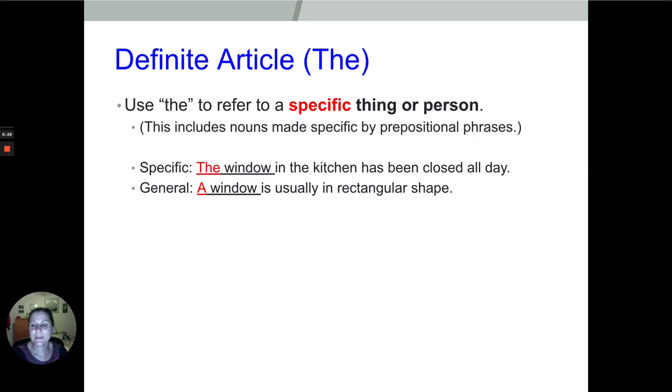So in contrast to a, we use the to refer to a specific thing or person, like the window in the kitchen has been closed all day. So this is a specific window in the kitchen. And a lot of times it's made specific by a prepositional phrase after it. Right? I'm talking about something specific. Which window? Oh, the window in the kitchen. But if I'm talking about something in general, and it's a count noun, you would just use a. Like a window is usually rectangular in shape. This is a general truth.